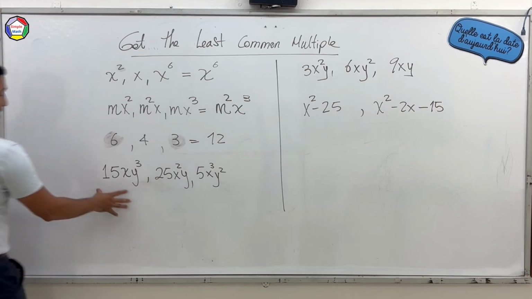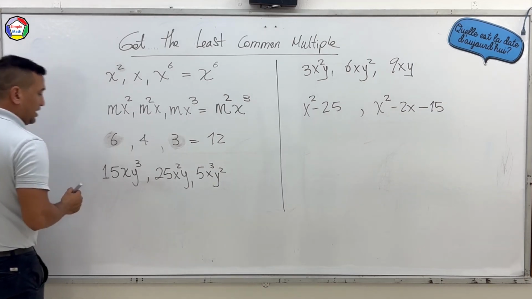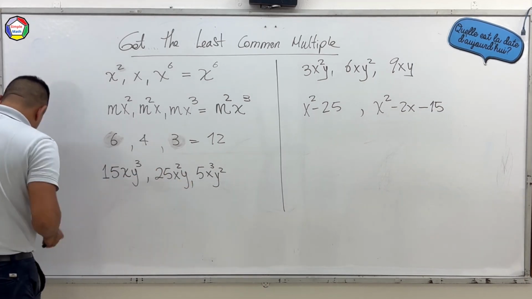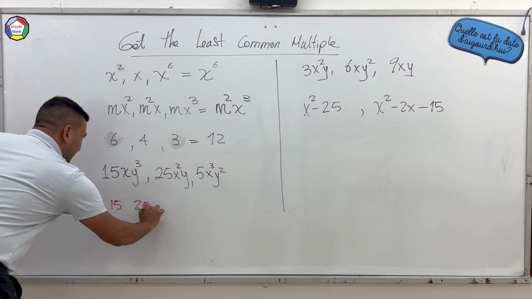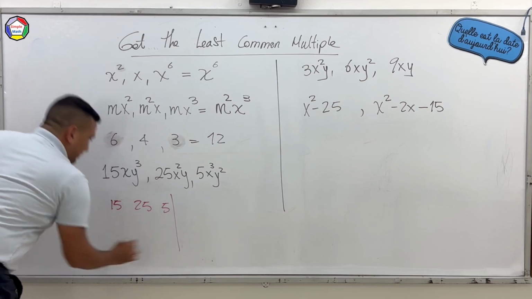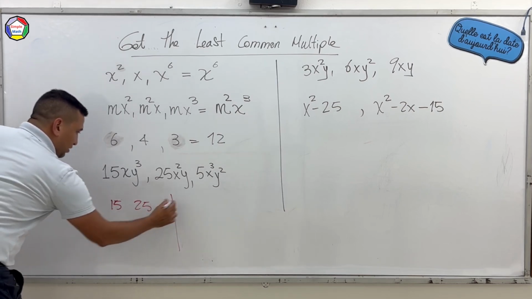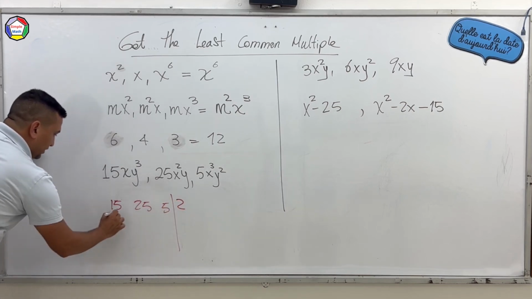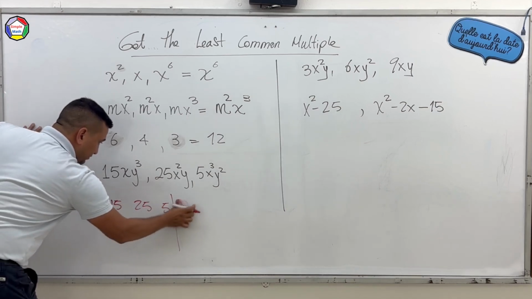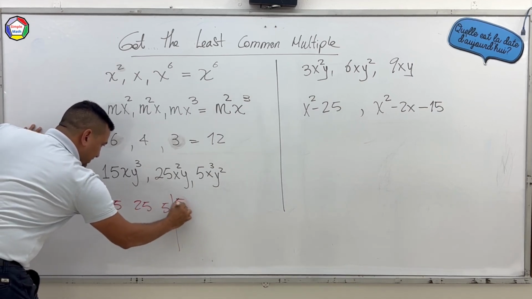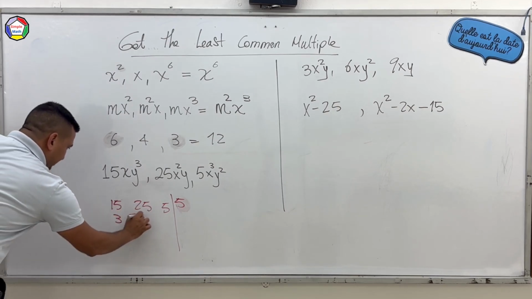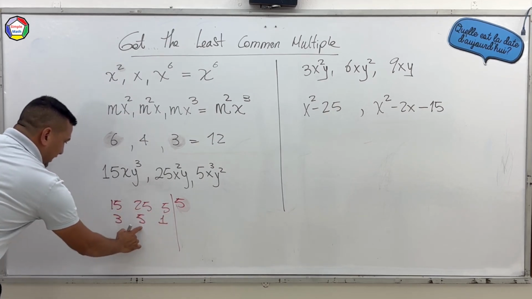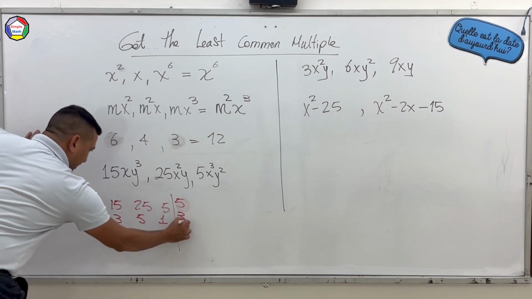For example, in this case, first focusing on the numbers. So 15, 25, and 5. If you do it, 15, 25, and 5. These numbers are divisible by 5. 5 is a prime number, so 15 divided by 5 is 3, 5, and 1. I can divide by 3 or by 5. I'll do it by 3.